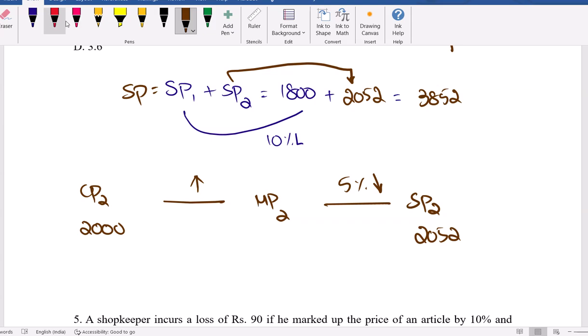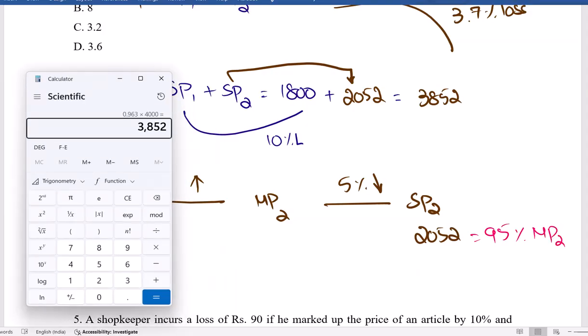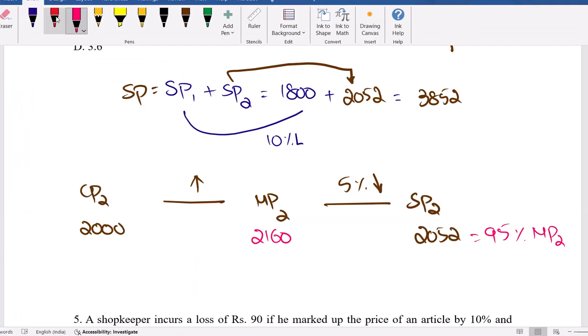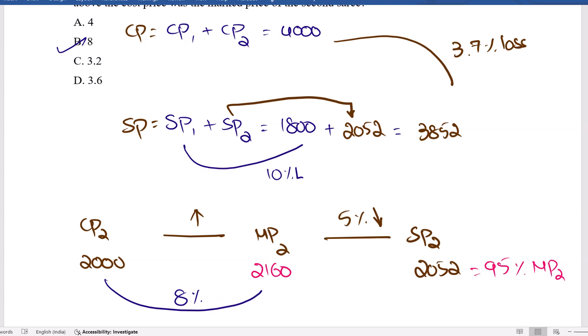How to get the market price: this 2052 is 95% of the market price because it is after 5% discount. So if you want the market price, 2052 divided by 0.95, 2160. 2000 becomes 2160, means 160 rupees increase out of 2000. This is 8%. Answer is option B, 8%.